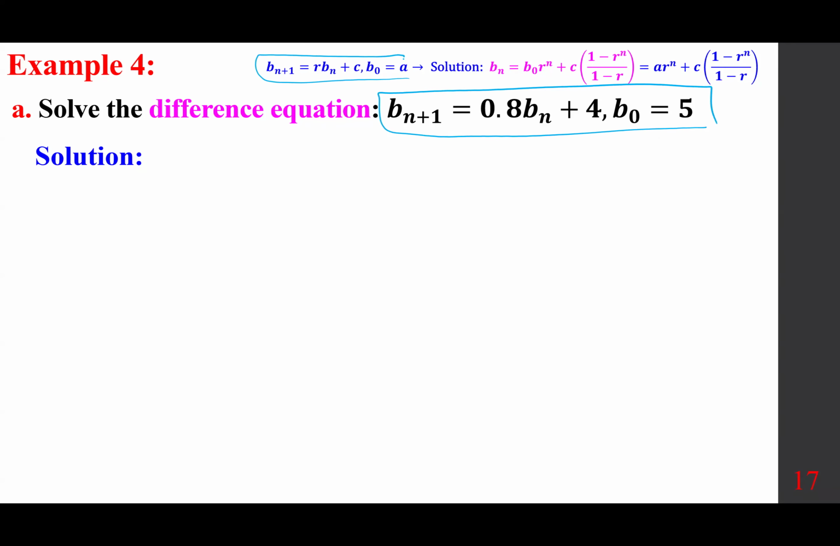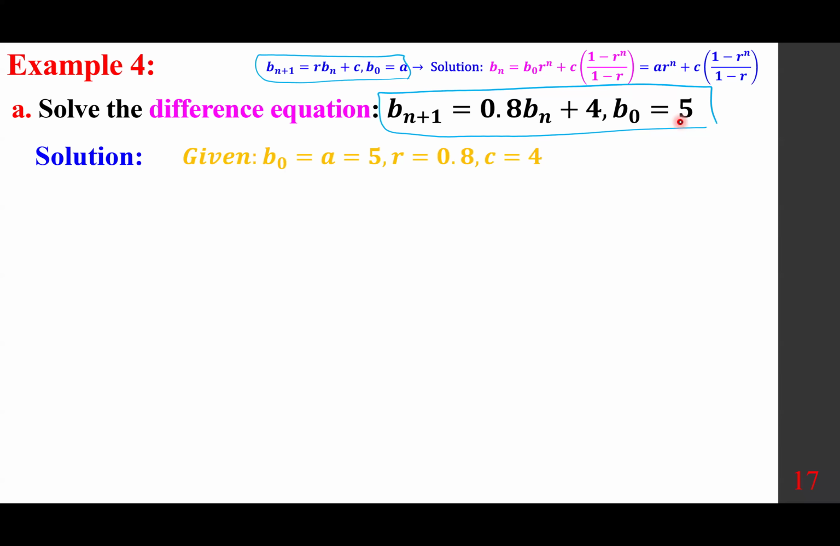Compare it to this. Ultimately, you have to memorize these formulas. But for now, we can use that. So B sub n plus 1 is R B sub n plus c. So clearly, R is 0.8, plus lowercase c is 4. And B sub 0 or A is given as 5. So now you want to write this given. This is important, everybody. Write the given.